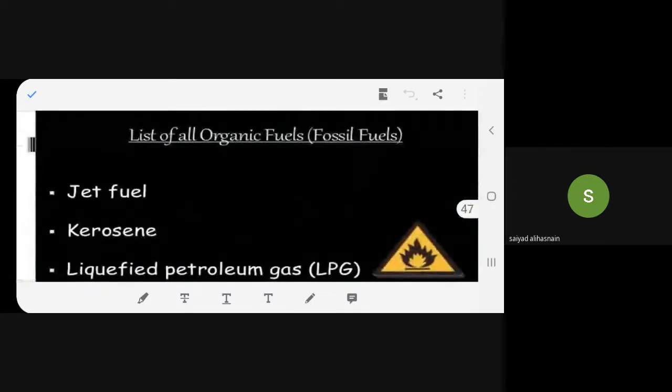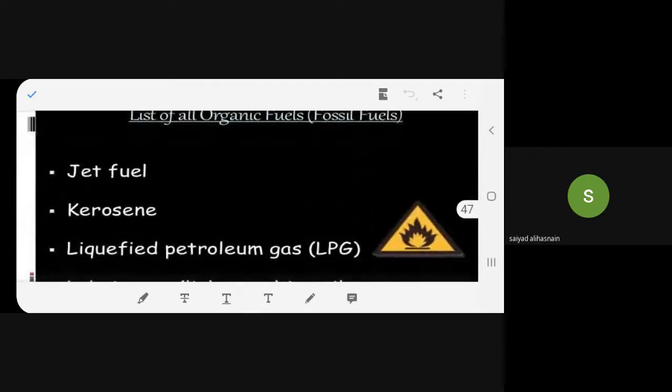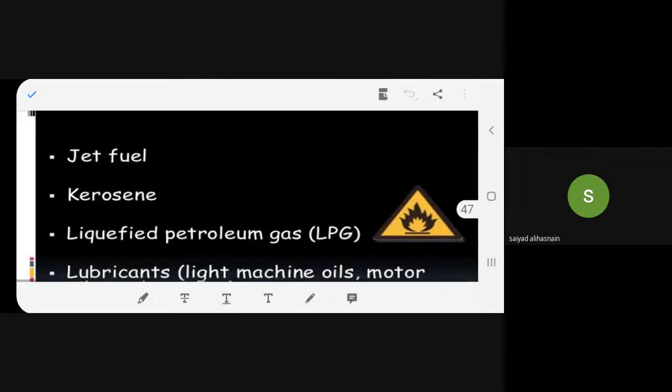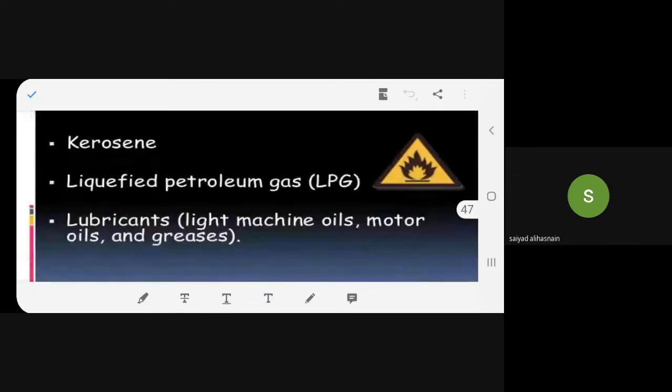Now, the other list of organic fuels. Jet fuel, kerosene, liquefied petroleum gas, lubricants, light machine oils, motor oils, and greases.